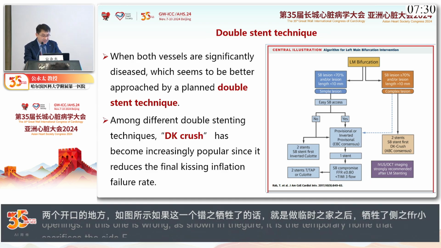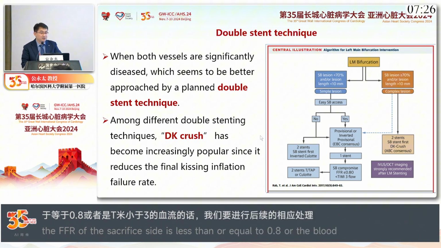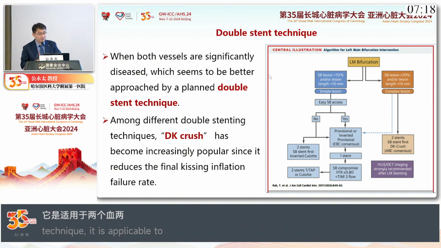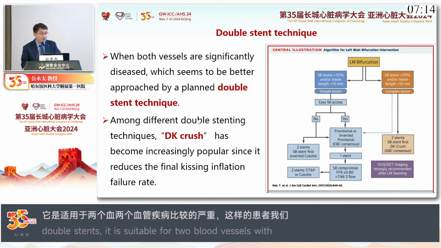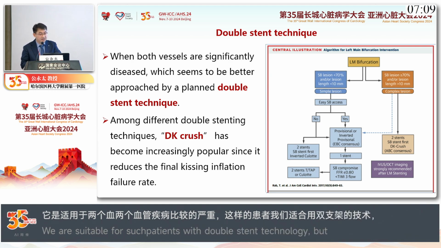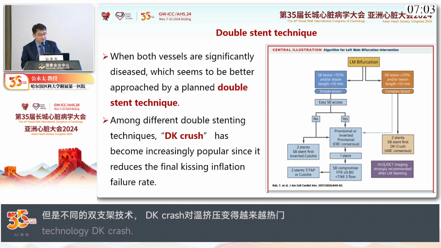For the double stenting technique, it's suitable when both vessels are significantly diseased, which seem to be better approached by the double stent technique. And among different double stenting techniques, DK crush has become increasingly popular since it could significantly reduce the final kissing inflation failure rate.